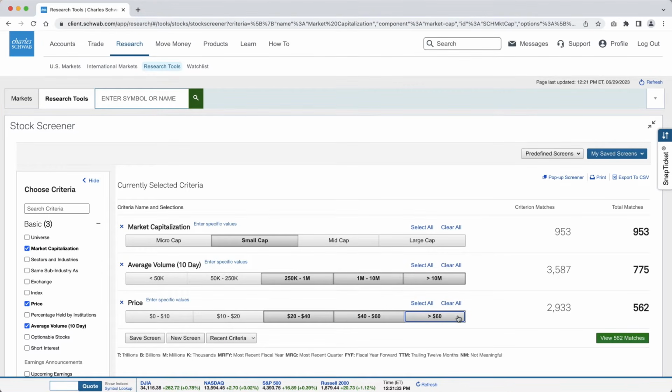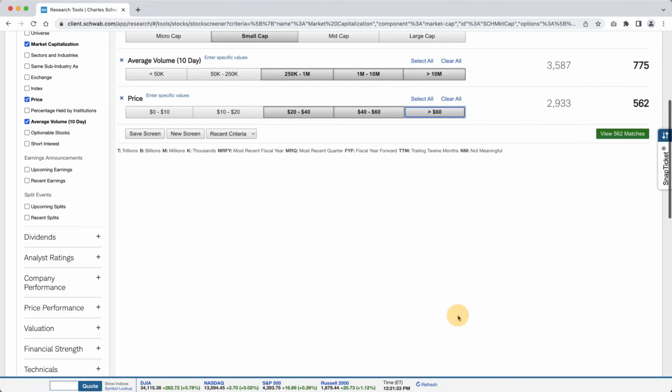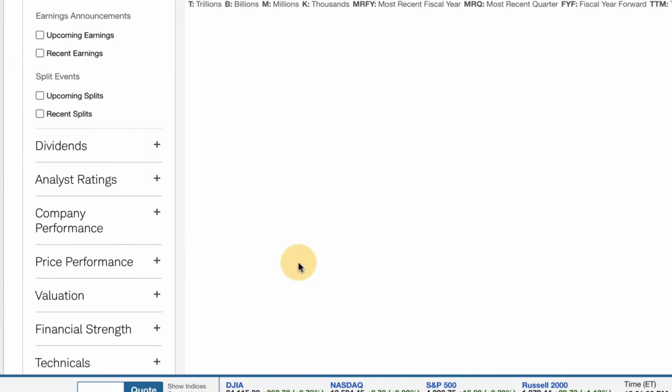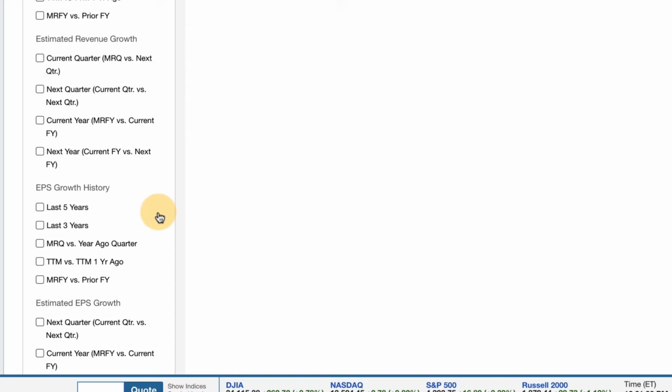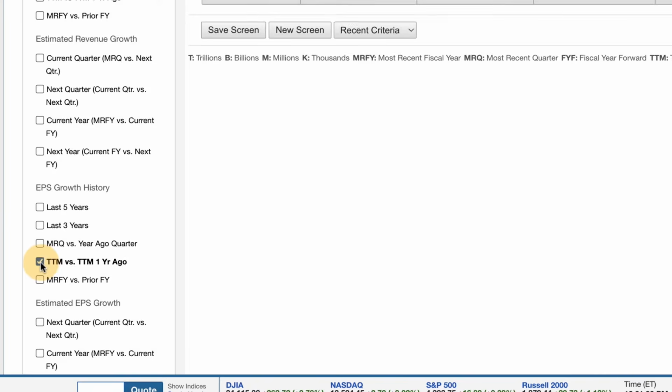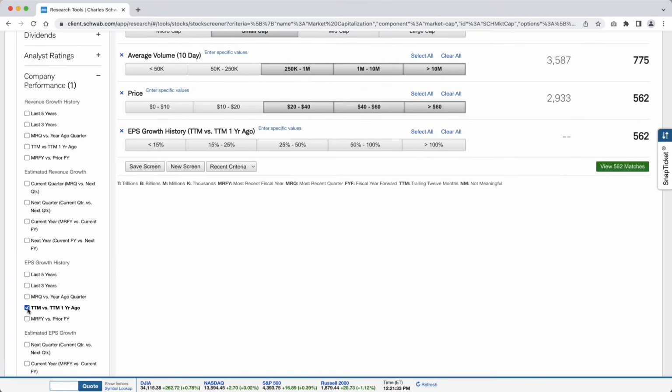So now let's add the 3 fundamental criteria we discussed and see if we can narrow that down even further. Let's begin with EPS growth. That's under company performance. We're going to focus on EPS growth history for now. We're going to check the box for TTM versus TTM 1 year ago. TTM stands for trailing 12 months.